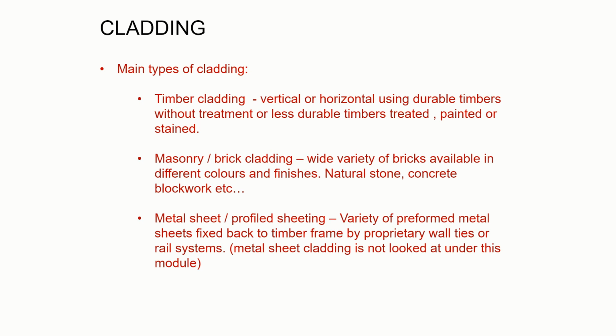And the last example there is metal sheet or profile sheeting. So this could be something like a pre-manufactured panel system with insulation bonded to the back of an aluminium sheet, or it could be aluminium sheets that are formed into standing seam, or it could be lead, or it could be metal tiles. So there's a lot of variety in metal cladding.